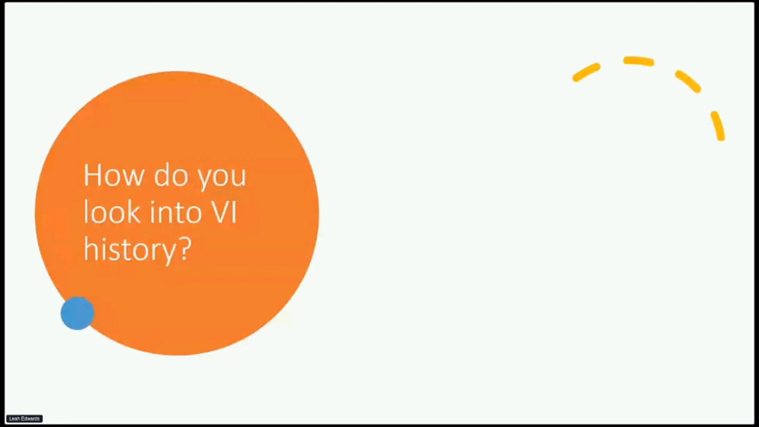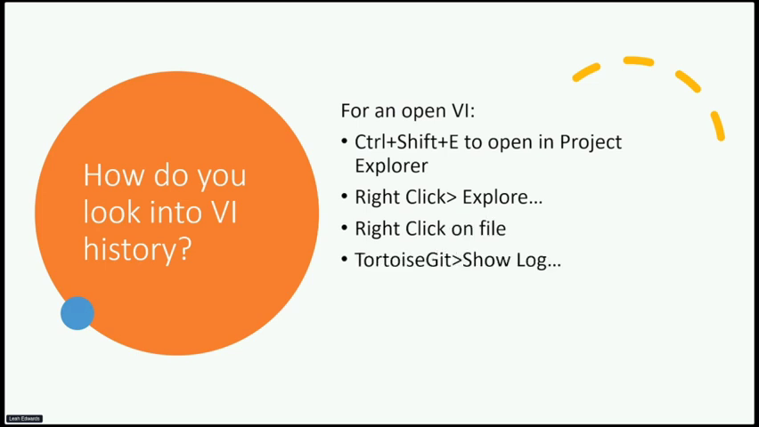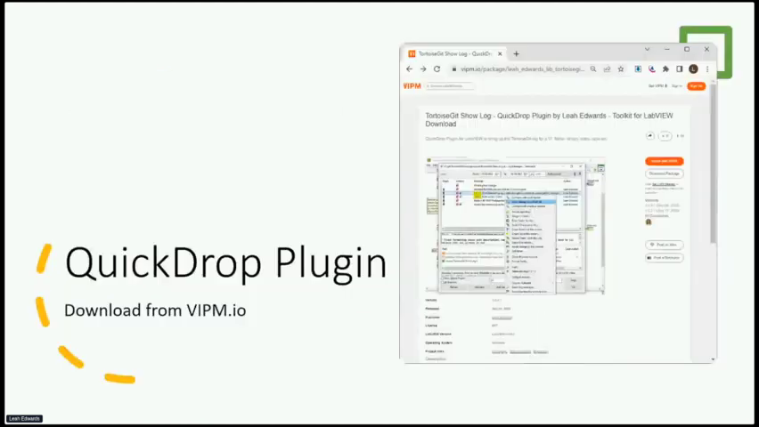Another use case for the LVCompare tool more generally is looking into VI history. If you have a VI open and you want to know who changed it last and what they changed, currently for Tortoise Git, you'd have to go through a number of steps. You'd highlight it in the Project Explorer from the open VI using Control-Shift-D, and then you'd right-click Explore to open it on disk, and then you'd right-click on the file and navigate through the Tortoise Git menu. And the menus are quite cumbersome to use. So I was finding that when I was doing this every day, I wanted a way to make this faster.